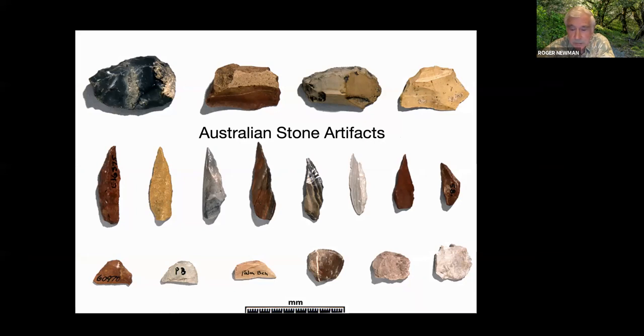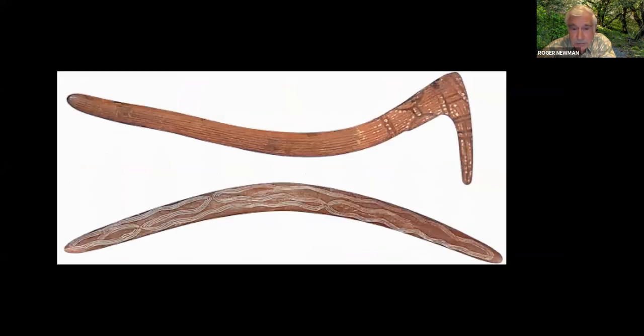Stone artifacts. The Australian Aboriginal culture was really a Stone Age, Paleolithic culture. There are some clues about maybe proto-agriculture, kind of like what you get in most of California, but for the most part, it was hunting and gathering. And of course, they're famous for their boomerangs and their throwing sticks for hunting.